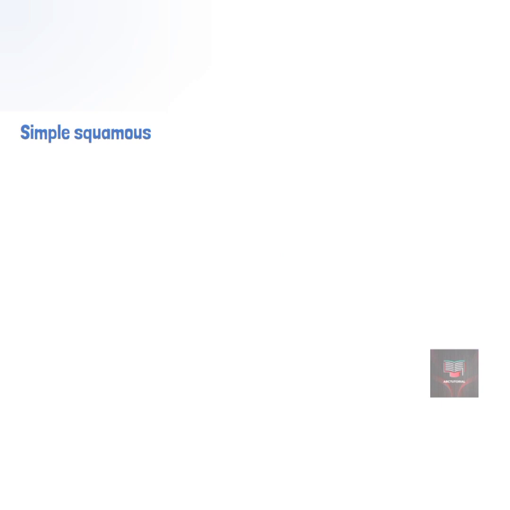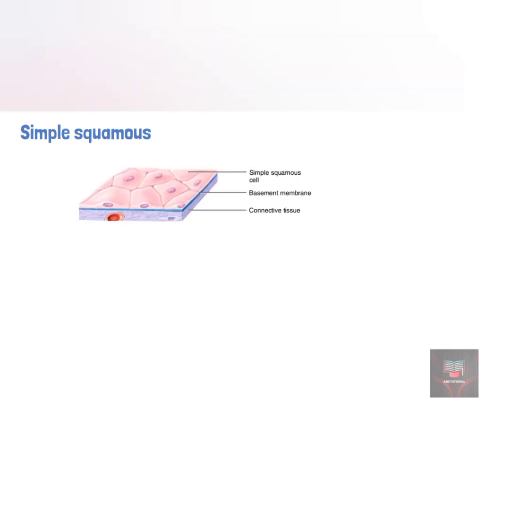Simple squamous epithelium is made up of a single layer of flat cells that resembles a tile floor when viewed from the apical surface. They have a centrally located nucleus that is flattened and oval or spherical in shape. Simple squamous epithelium can either be an endothelium or a mesothelium.